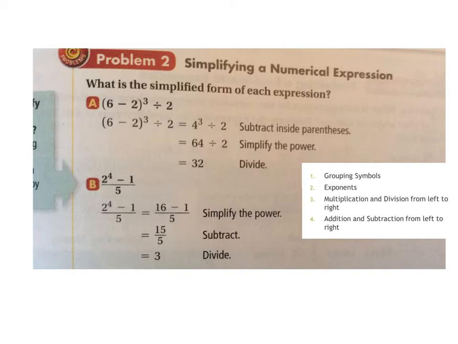Notice here, so again, grouping symbols, right? So you do the 6 minus 2. That's going to give you 4. Bring the exponent along with it, so bring everything else down. Only one thing at a time, one item per line. Then our exponents are going to be up next. 4 to the third power is 64. Again, 4 times 4 times 4. Then the division, divided by 2.